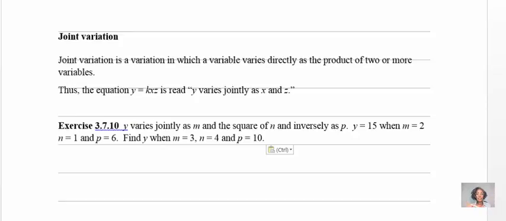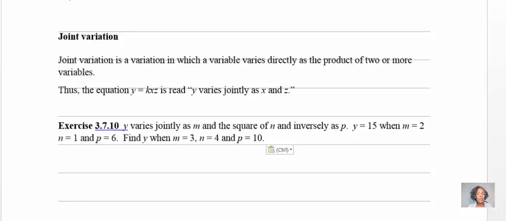So here, looking at number 10, y varies jointly as m and the square of n and inversely as p. So you not only have a joint variation going on here, but you also have combined variation. So remember, combined variation can involve more than one type of variation. So here you have joint variation and inverse variation going on at the same time. So let's take a look.